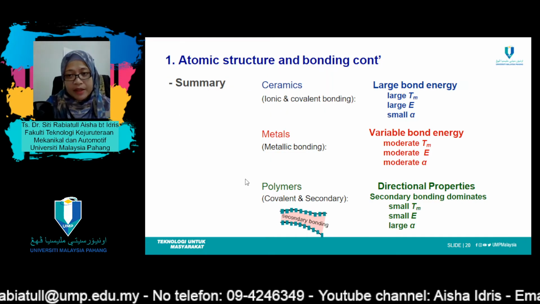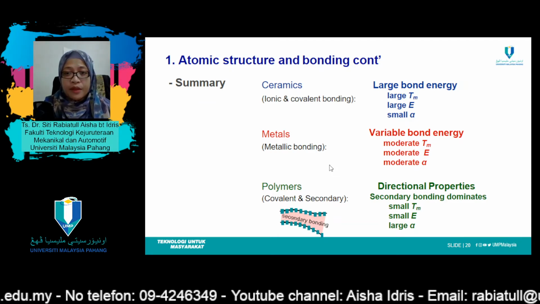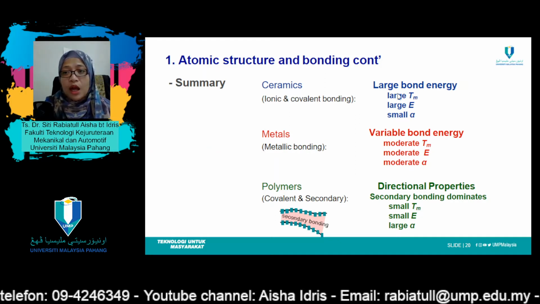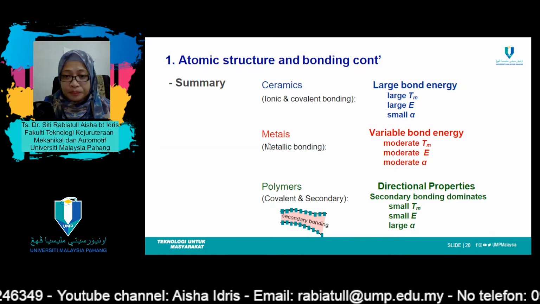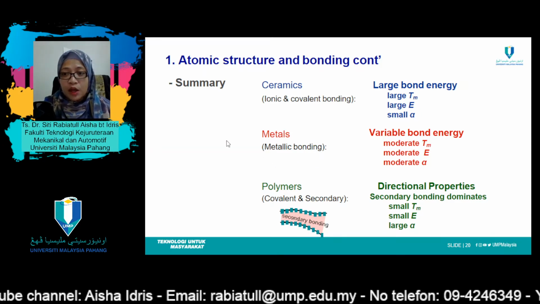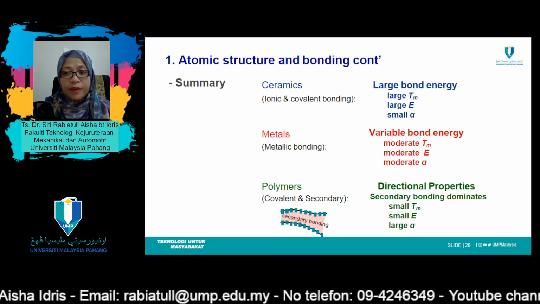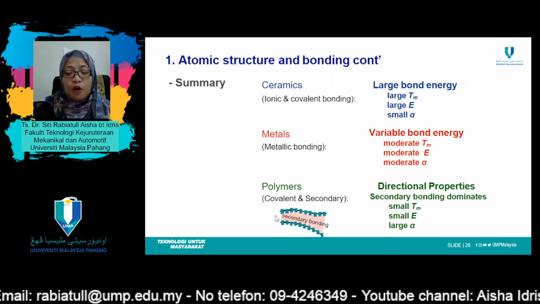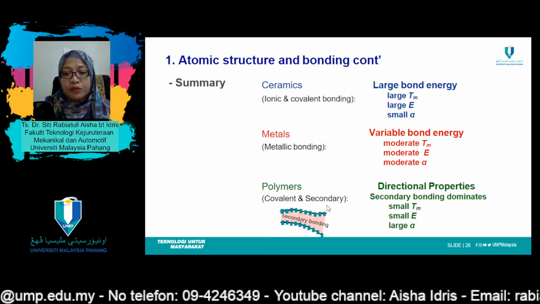As a summary for this part, we can say for ceramics, there are ionic and covalent bonding with large bond energy. Whereas for metals, normally metallic bonding occurs with variable bond energy because it depends on the types of materials. And the same goes for polymers. They have covalent and secondary bonding.